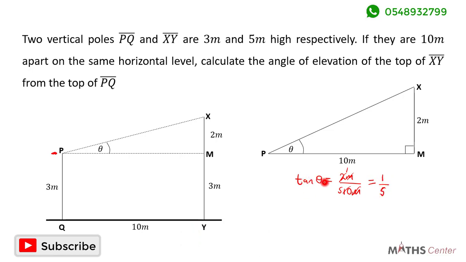To get theta, we will have to find tan inverse of 1 divided by 5. And tan inverse of 1 divided by 5 will give us 11.3 degrees. So it means that the angle of elevation of the top of XY from the top of PQ is 11.3 degrees.